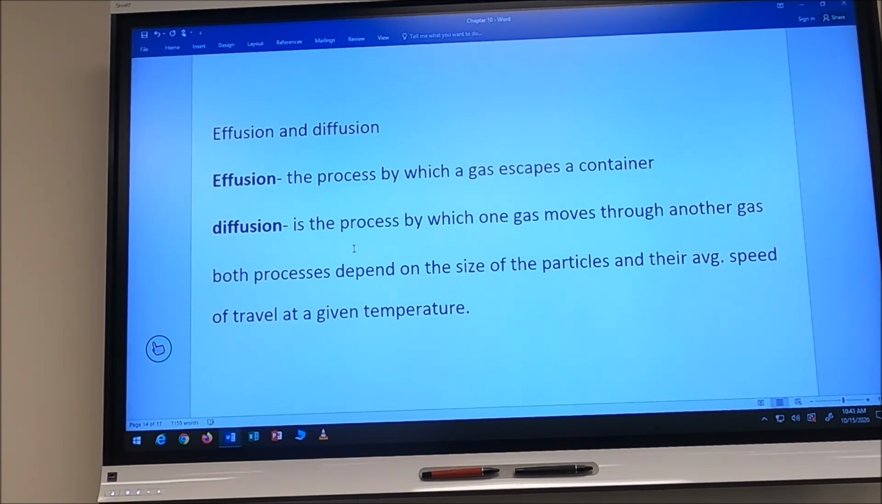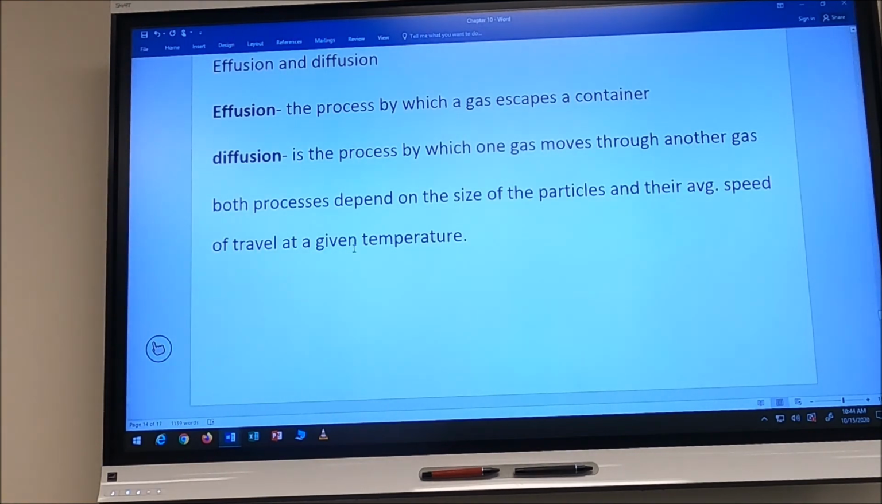Diffusion is a process of one gas moving through another. So my mother back in the day loved Chanel No. 5, and she would almost take a bath in that stuff. And when she would spray it, and I would be at the other end of the house, it would come out and slap me in the face. That's diffusion. Those particles moved through the air.